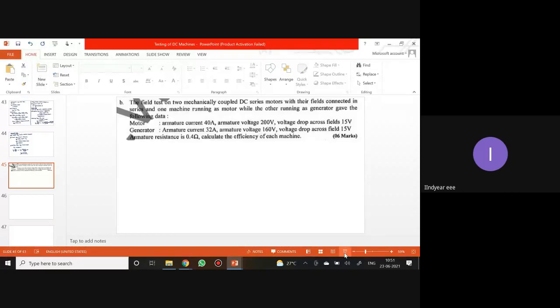So this is also a question paper example from the previous year question paper. The statement goes like this. A field test on two mechanically coupled DC series motors with their fields connected in series, and one machine running as motor while the other running as generator, gave the following data.